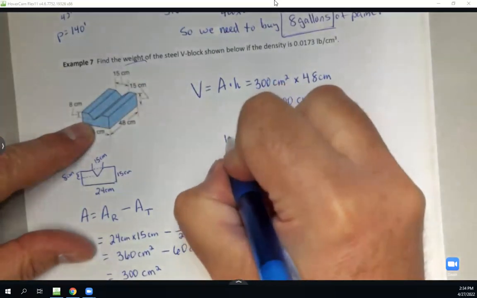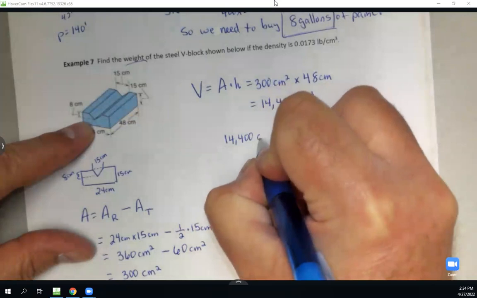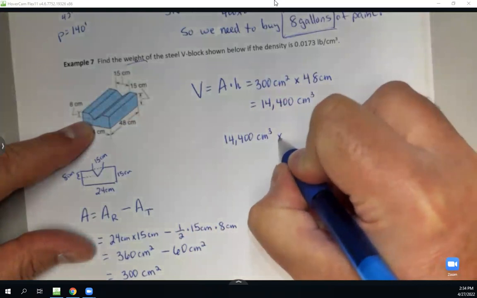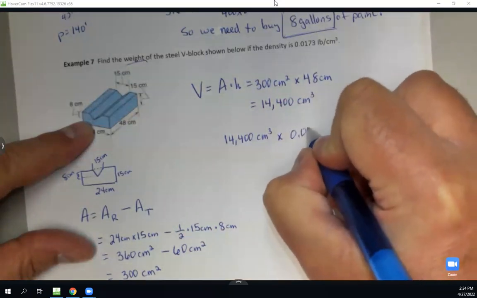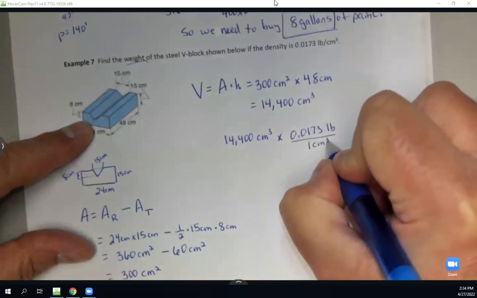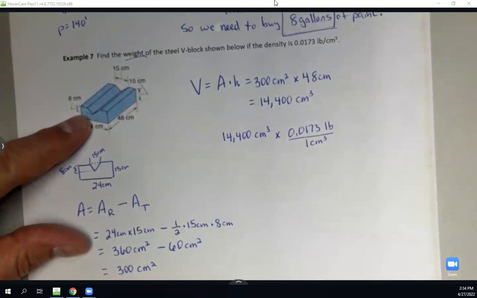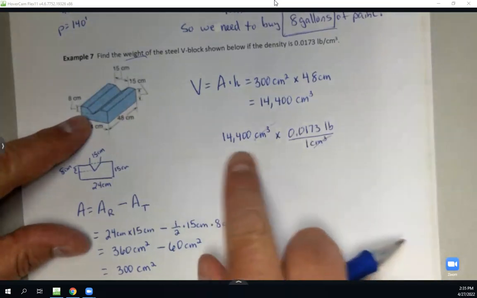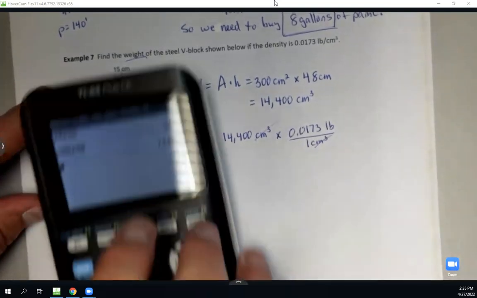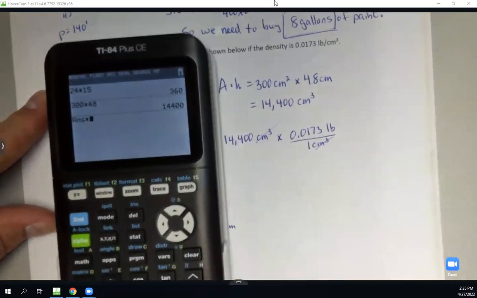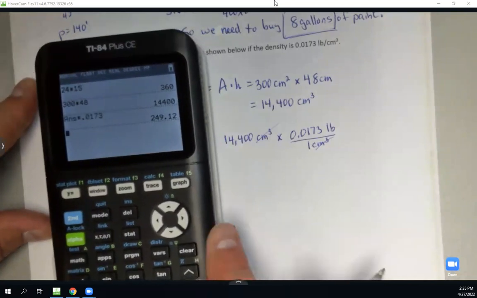So if I take the 14,400 cubic centimeters, and if I know that this particular steel weighs 0.0173 pounds for each cubic centimeter, I can use a unit multiplier for that. So the cubic centimeter is going to go away, and when I multiply, that's going to give me the weight. So if I take the 14,400 times the 0.0173, that is 249.12.